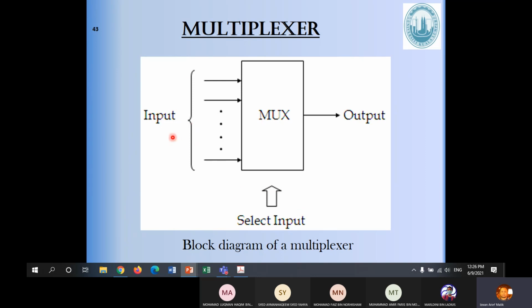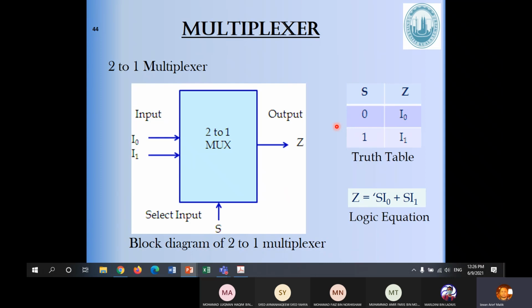So this is the block diagram. You have several inputs and only one output, and then you have a series of select inputs yang akan menjadi penentu kepada output MUX tersebut. Okay, so we look at the first one, the 2 to 1 MUX. Obviously you have two inputs, I0 and I1. You have one output which is Z, and one select input. Because you have only two inputs, you need only one select input.